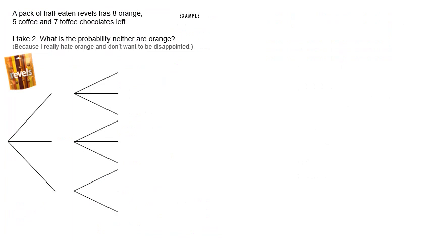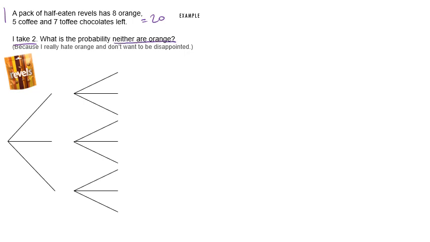Here we've got a similar kind of question, but because there are 3 possibilities, it makes it a bit trickier. And there's also a couple of shortcuts we can learn that will help us with probability problems. So we've got 8 orange, 5 coffee, and 7 toffee chocolates left. So that's a total of 20. Take 2. And we want the probability that neither are orange.